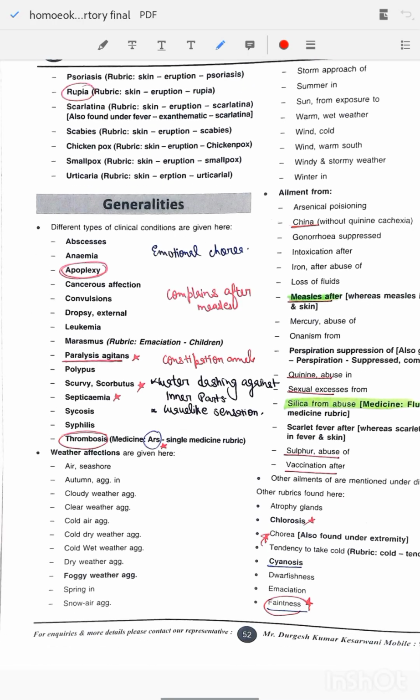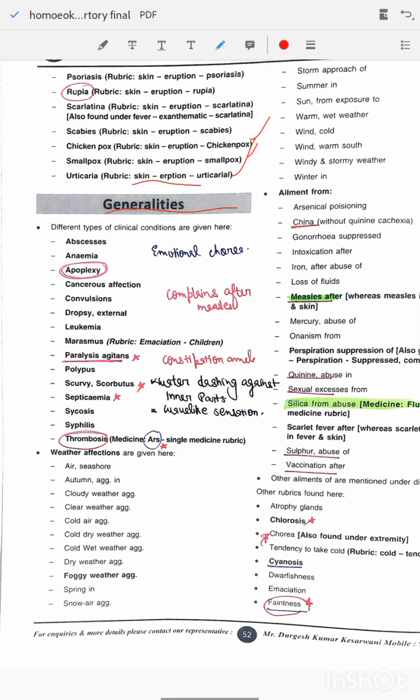Then we have psoriasis, that is skin eruption psoriasis. Rupea, skin eruption rupea. Scarlatina, skin eruption scarlatina. Scabies, skin eruption scabies. Chickenpox, smallpox, urticaria. You will all find them in skin eruption. Then our last is generalities.